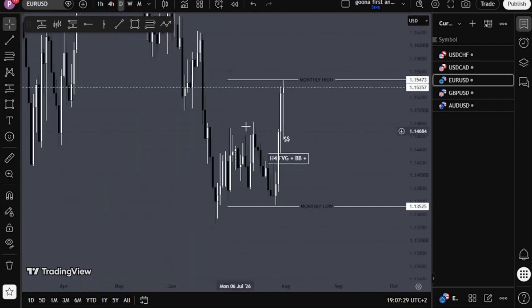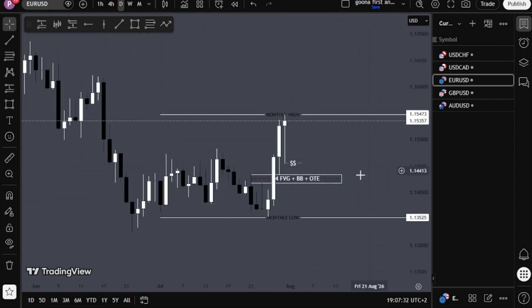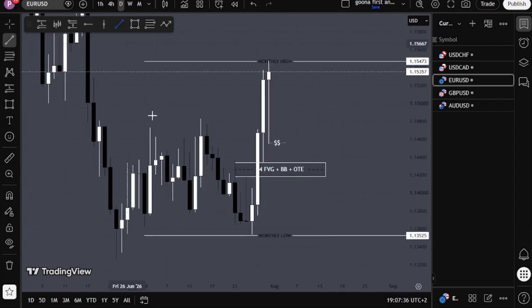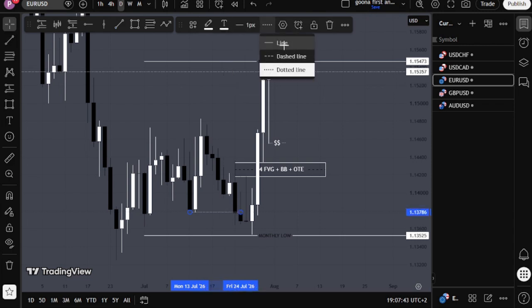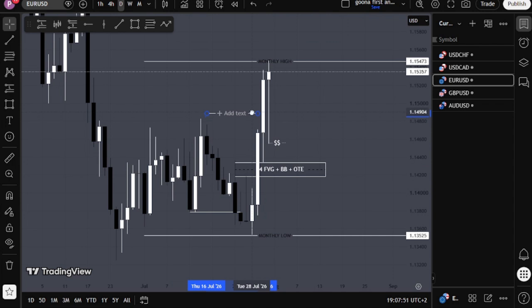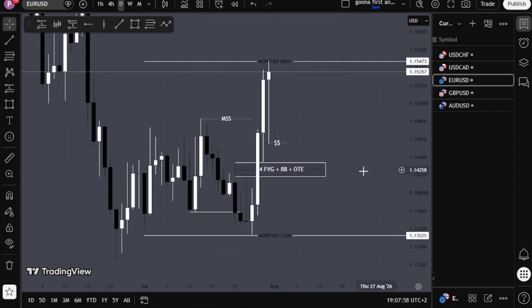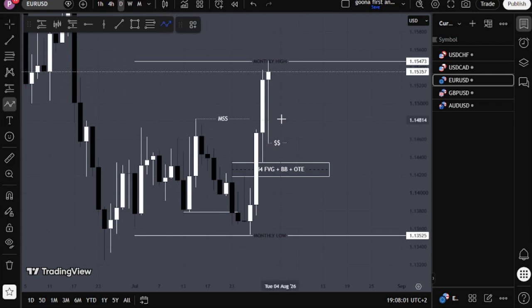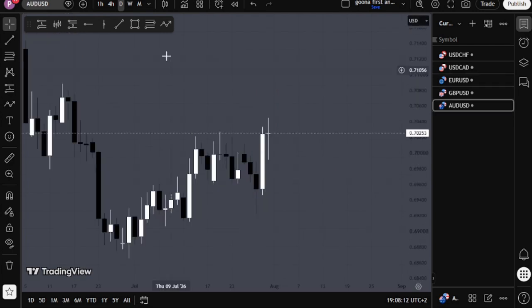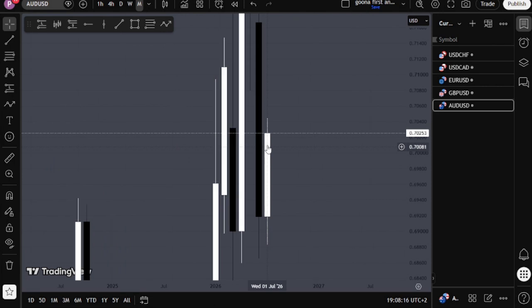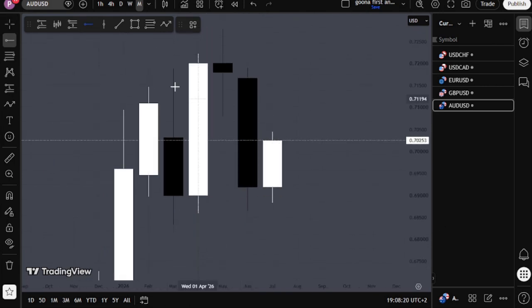You go to our daily, we can see that here's the sweep. And here's the market structure shift. So sweep liquidity. Something like that. GBP on the monthly. Same setup. Let me quickly do it.